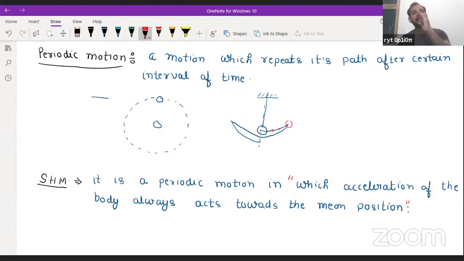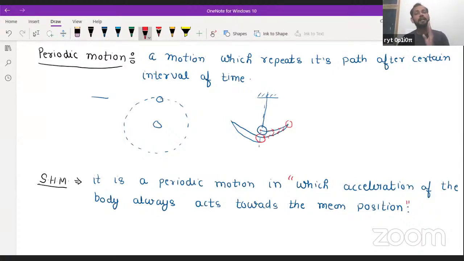But when again it starts to move towards the mean position, its velocity starts to increase, and at the mean position it has the maximum velocity. And because it has the maximum velocity at the mean position, it does not stop there, so it crosses the mean position.